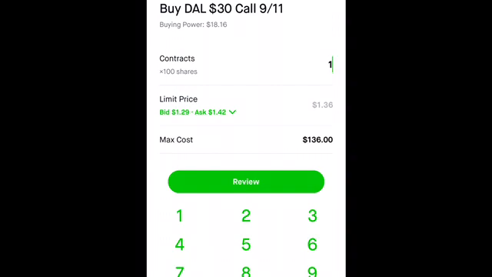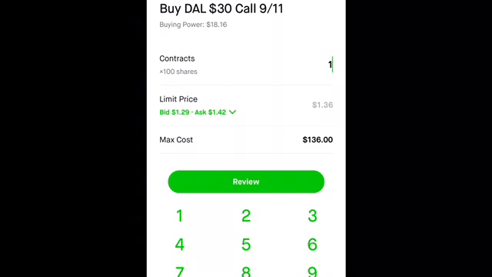What do I mean by that? So let's say Delta Airlines decided to rally to $2,000 for absolutely no reason. You would make so much money off this actual contract right here. But if Delta Airlines were to go to $0, you only lose $136. So theoretically, the amount of money you can make is infinite, while the amount of money you can lose is already calculated. This is why people like to play options.